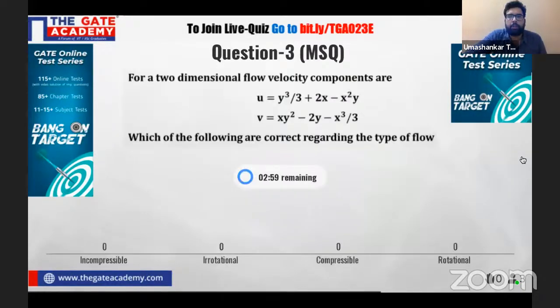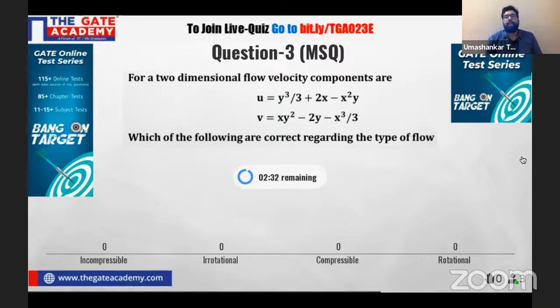Very, very simple question. This is an MSQ question, that means multiple select question. In GATE 2021, this kind of question was added, where you have to select more than one correct option, right? So please go for it. It is a question from the kinematics chapter.